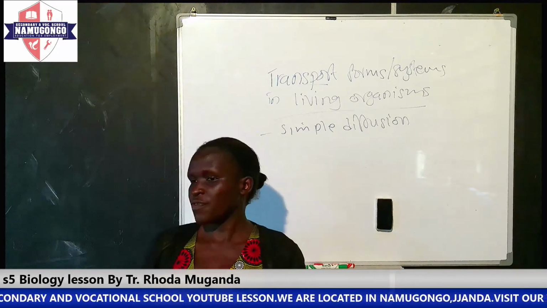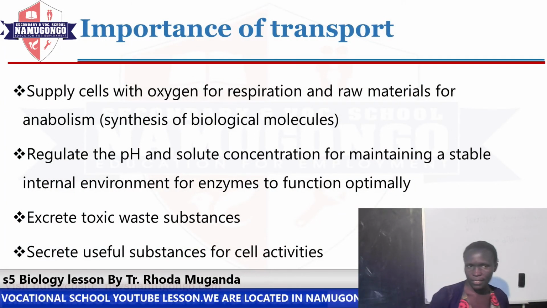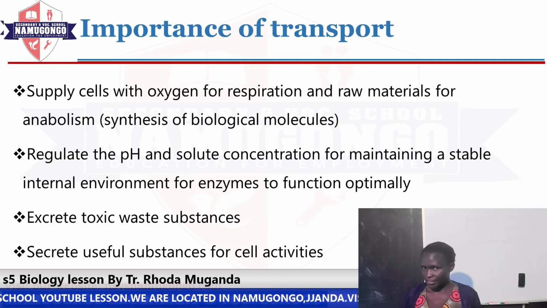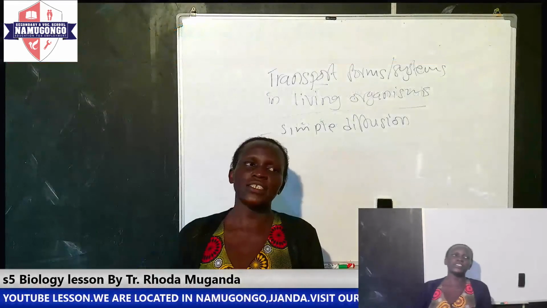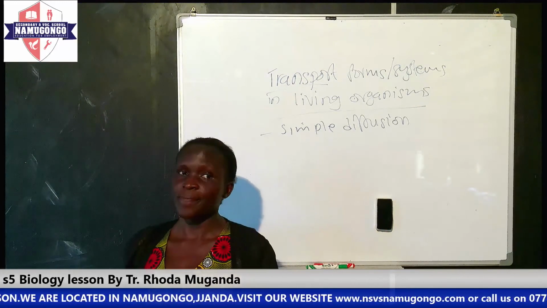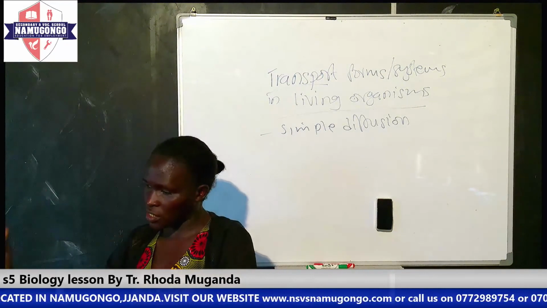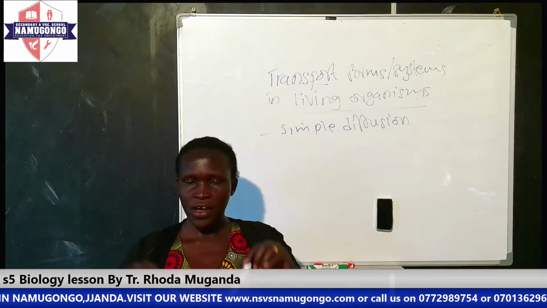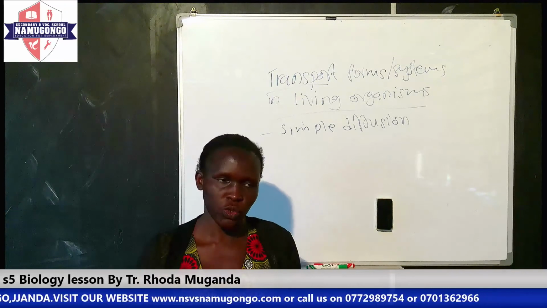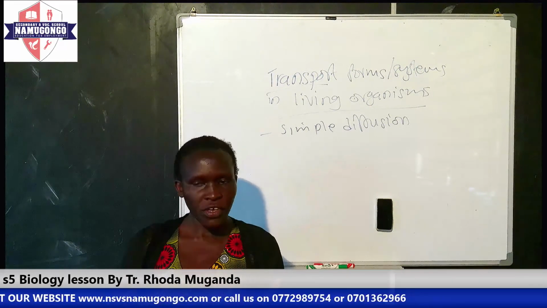The other importance of transport system is basically in secretion of useful substances. You'll find that, for example, enzymes are produced by certain organs. However, those organs cannot carry them to where they are required. So in that case, what happens? The body needs a system that enables those secretions to reach where they are required. So in that case, transport is very important in order to make sure those different substances reach where they are required.